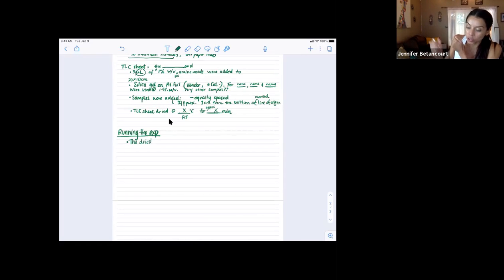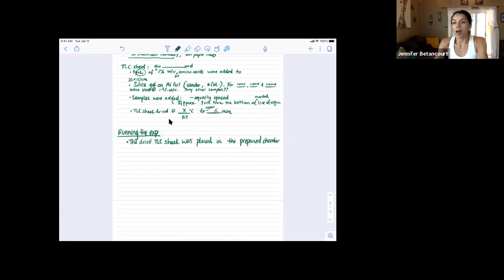The dried TLC sheet was placed in the prepared chamber. And it's okay if everyone's first sentence looks like that. There's only very limited different ways to describe that, but you're more than welcome to try to come up with your own phrase and your own words, but that's pretty much it.